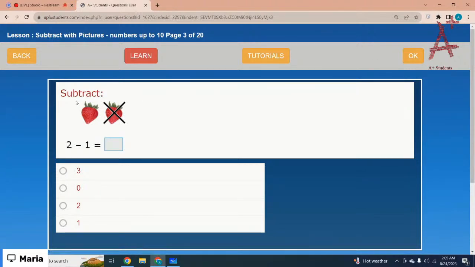Okay, the next one is subtract. So let's just count the total strawberries. You have two strawberries, right? One of them is crossed out. So that means you start with two. When you start with two and take away one, you are left with one, right? You have to count the one that is not crossed out. So that means when you start with two, take away one, you are left with one. The correct option is one.